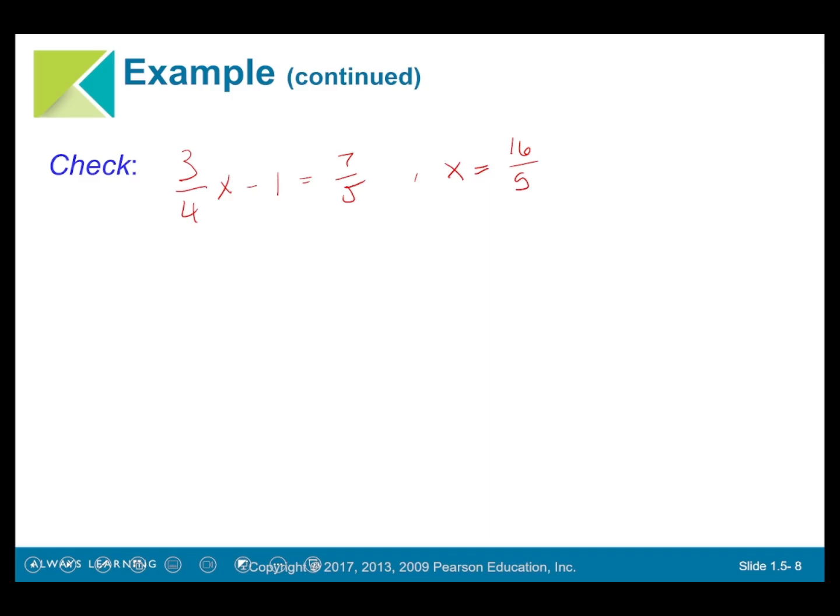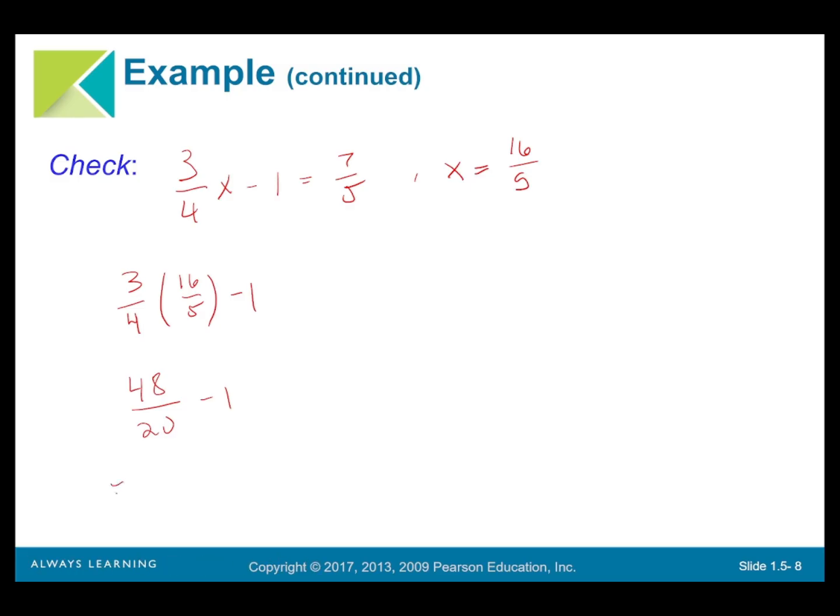So that would look like doing 3 over 4 times 16 over 5 minus 1 equals 7 over 5. Well, that is 48 over 20 minus 1 equals 7 over 5. You know what? When I typically would write this down, I wouldn't even write if it equals 7 over 5. I'm just going to do this calculation and see if it equals 7 over 5, just to keep my own notes a little bit clearer.